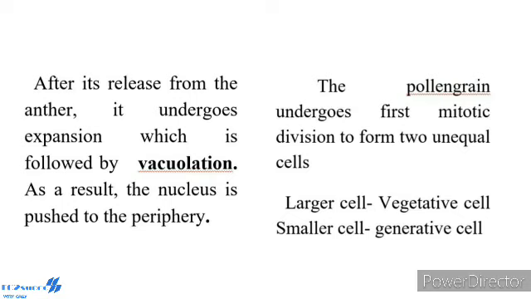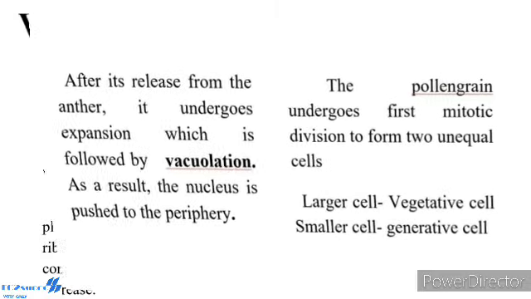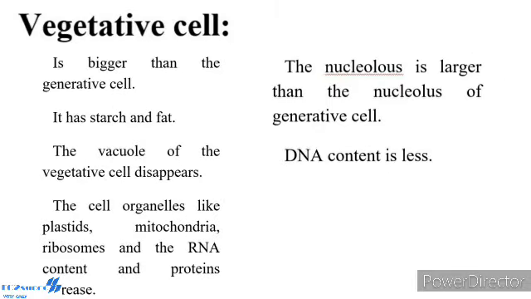The pollen grain undergoes first mitotic division to form two unequal cells. The larger cell is known as the vegetative cell. The smaller cell is known as the generative cell. The vegetative cell is bigger than the generative cell. It has starch and fat. The vacuole of the vegetative cell disappears. The cell organelles like plastid, mitochondria, ribosome, and the RNA content and protein increase. The nucleolus is larger than the nucleolus of the generative cell.